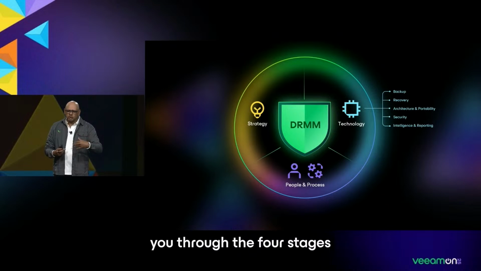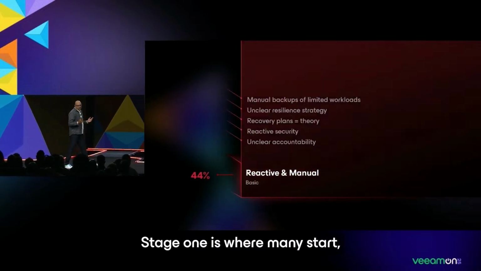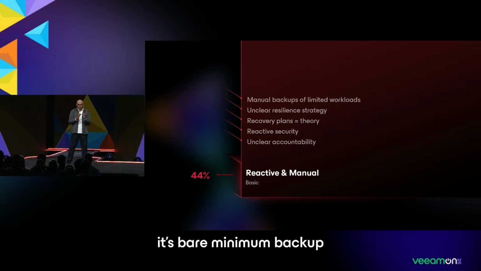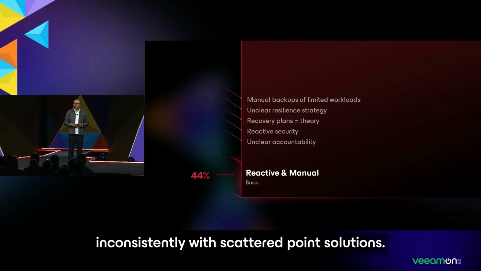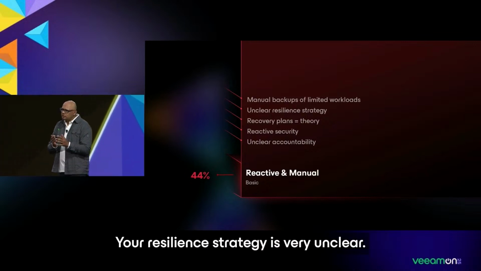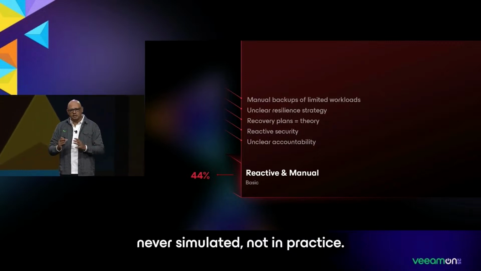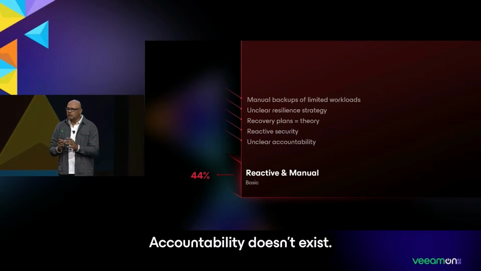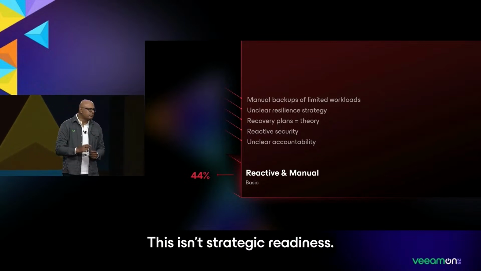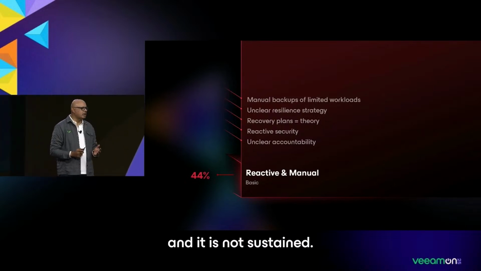Now, what I'm going to do is walk you through the 4 stages where you go from basic to best in class. Stage 1 is where many start, and let's be honest, it's bare minimum. Backups are manual, workloads are protected inconsistently with scattered point solutions. Your resilience strategy is very unclear. Your recovery plans exist in theory, never simulated, not in practice. Security is reactive. Accountability doesn't exist. This isn't strategic readiness. It's actually you're in survival mode, and it is not sustainable.